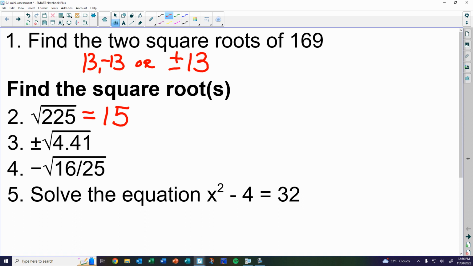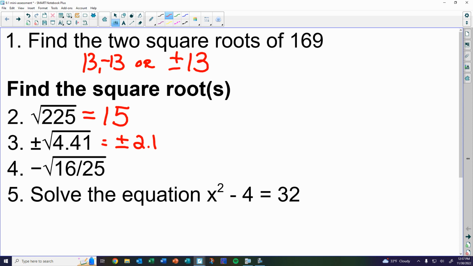What about number 3? Plus or minus the square root of 4.41. Jaden? Not just positive. Yeah, so you can do the plus or minus 2.1, or you can just write them out separately. Remember, the 2 roots, when they ask you for the plus minus, they're asking you for both.